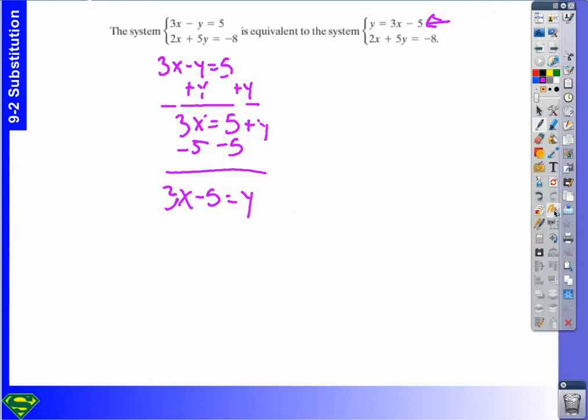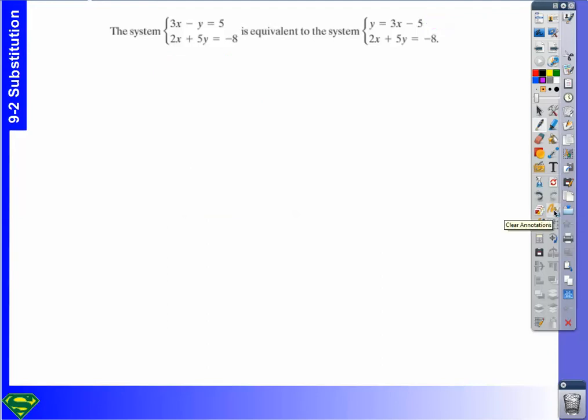Now, once we have it converted into y equals mx plus b, I can now substitute 3x minus 5 in for y. So in other words, y is equal to 3x minus 5.